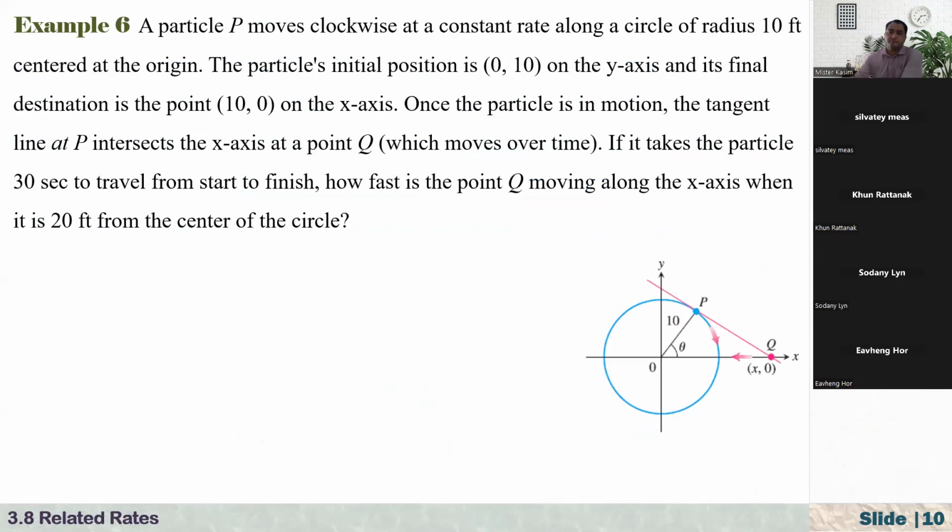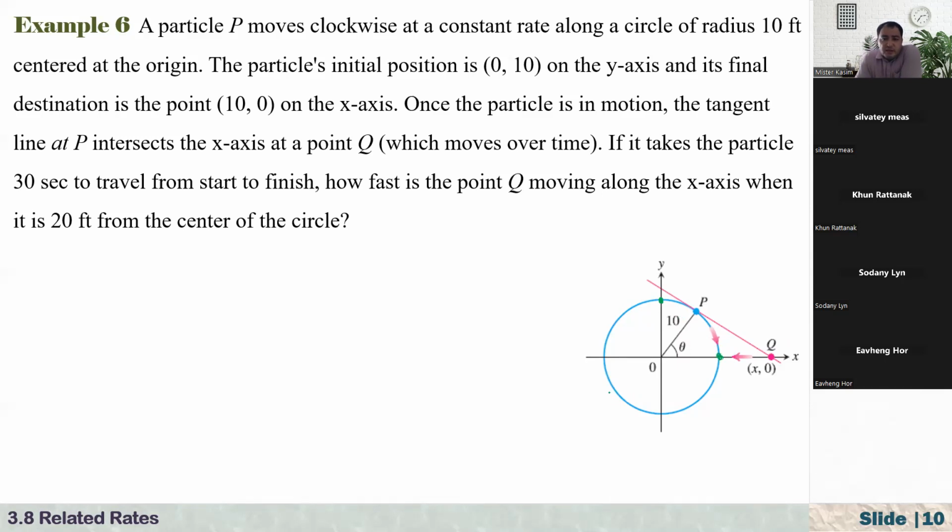Example 6. A particle P moves clockwise at a constant rate along a circle of radius 10 feet. So we are talking about 10 feet, and the particle is moving clockwise. The particle's initial position is at (0, 10), on the y-axis, and its final destination is the point (10, 0), on the x-axis.